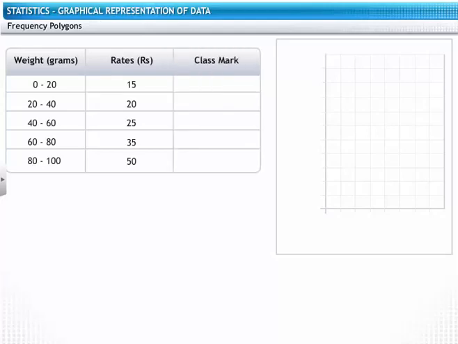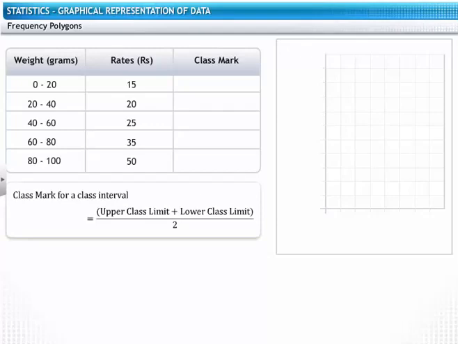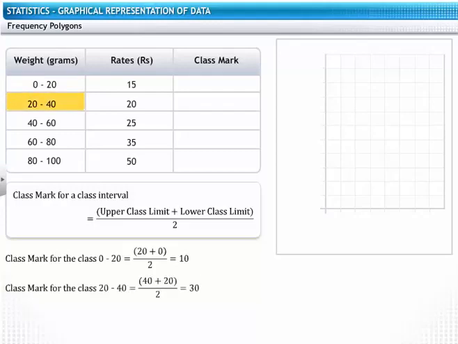For this, we have to find what we call class marks for each class interval of weight in the given table. The class mark for a class interval is half of the sum of the upper and lower class limits of the class. For example, the class mark for the class 0 to 20 is 10, and class mark for the class 20 to 40 is 30, and so on.